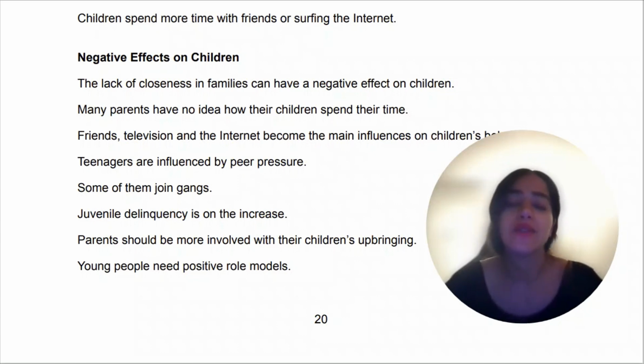Sometimes I see that some students and language learners make mistakes with effect and affect. Affect is a verb, so we don't need to use have with that. So you can say the lack of closeness in families can affect children negatively. You can also change the place of negatively. But the point here is that affect is a verb, so it doesn't need to be accompanied with have. But here, effect is a noun. That's why you need to use have. And you also need to use the preposition on here, which is very important.